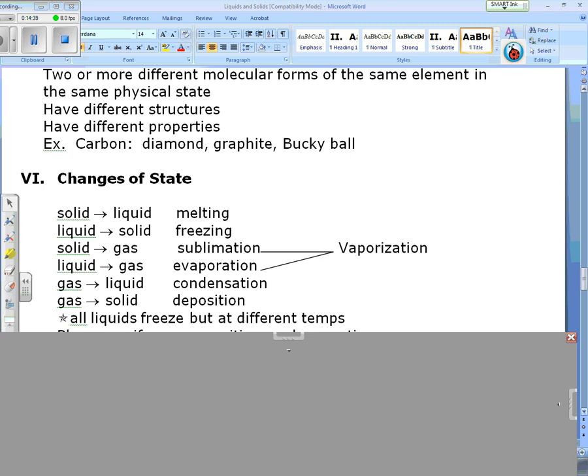Okay, yeah, it can freeze. I don't know. I can't remember what it is now, but yeah. So that's how your car works.